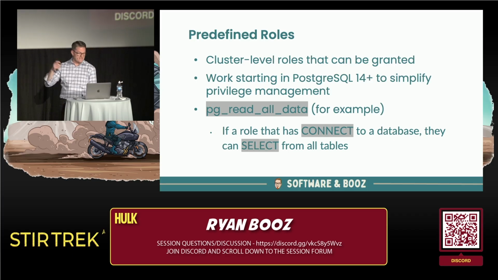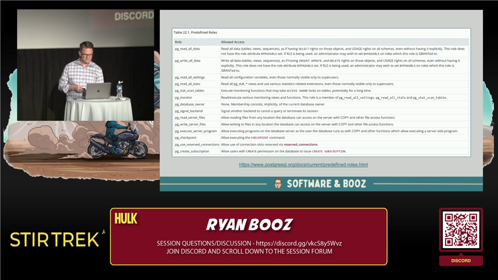And this is the last thing just to mention. We do have these predefined roles, and again, these are cluster level roles. So if I give, for instance, that read all data role, it applies to all databases in the instance as long as the role can connect to that database, right? If I take connect privilege away, or usage privilege away, it can't. But as long as it can connect and use it, it can read all the data. So that's a good example.